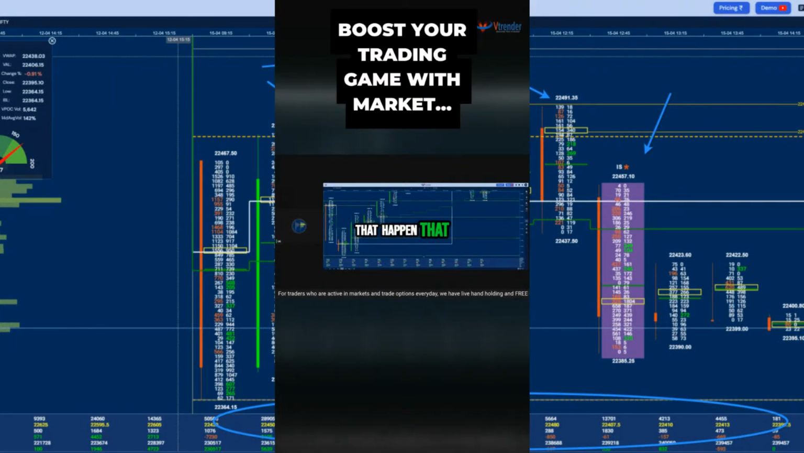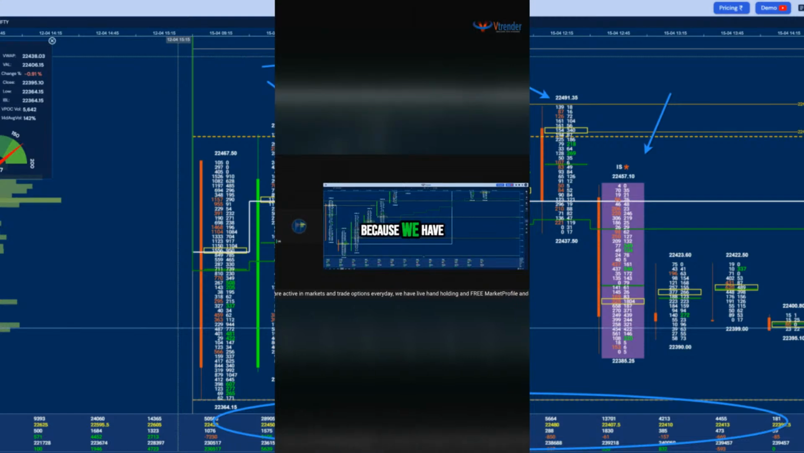So why does that happen? That is happening because we have limit orders and we have market orders. Limit orders are orders which are put in the system, and people have just selected the level they want to enter and they put their order there and they sit back.